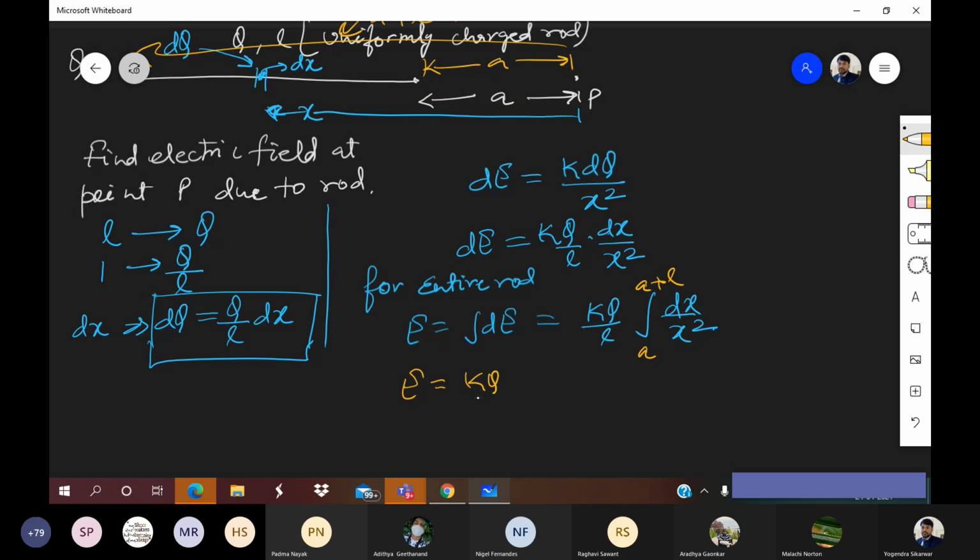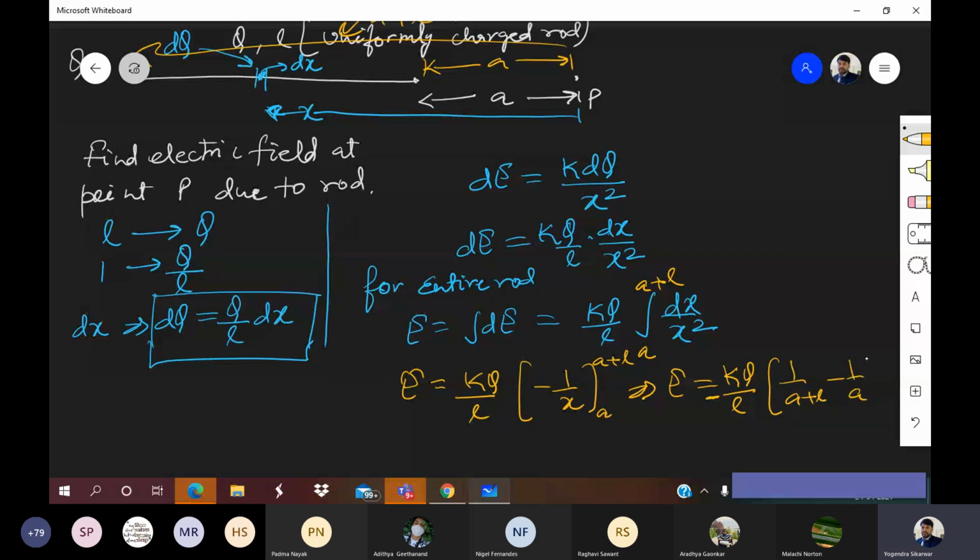So E comes out to be kQ by L into minus, and now we are going to put the limit, 1 upon a plus L minus 1 upon a, and when you solve this, I am writing the answer directly. That comes out to be k into Q upon a into a plus L. So I have done the calculation directly. So that is the answer.